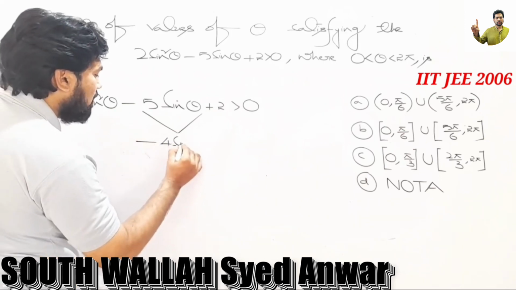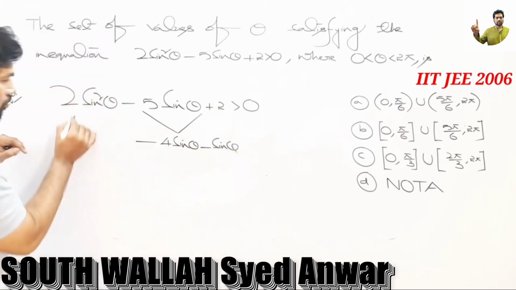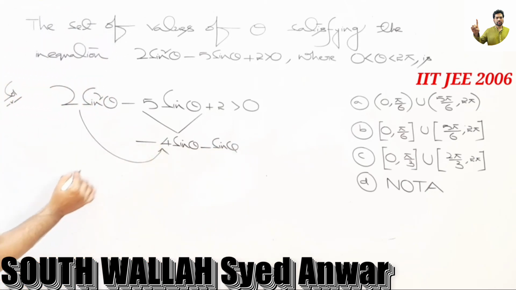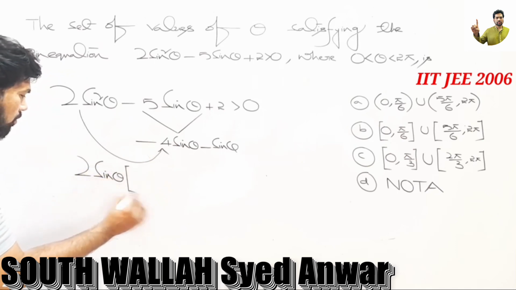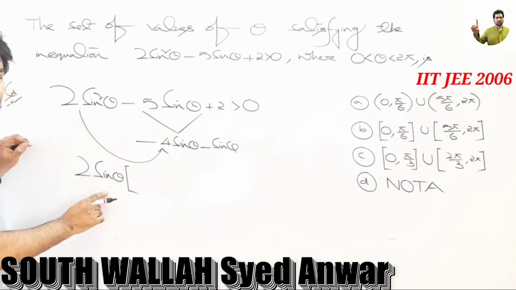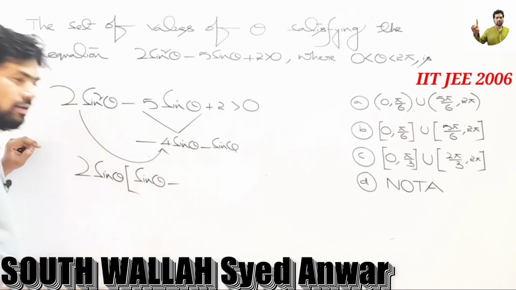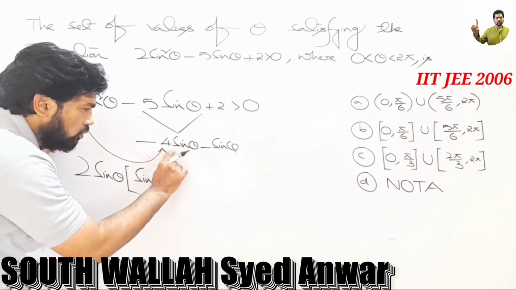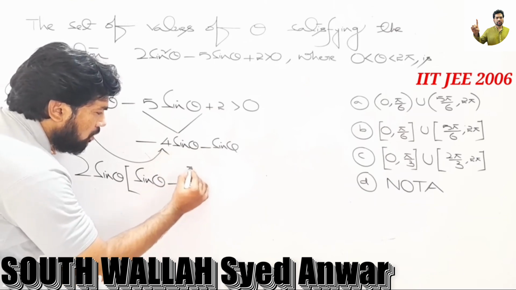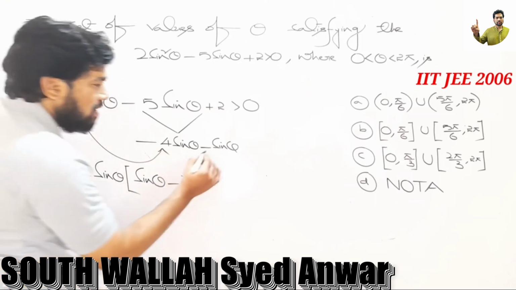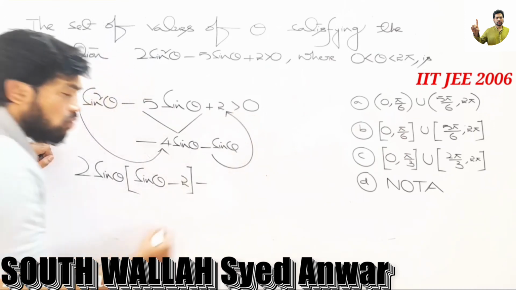Minus 4 sin theta minus sin theta. Now from these two terms, 2 sin theta is common. If I take 2 sin theta common from the first term, what is left? Only sin theta minus. If I take 2 sin theta common from the second term, what is left? Only 2.